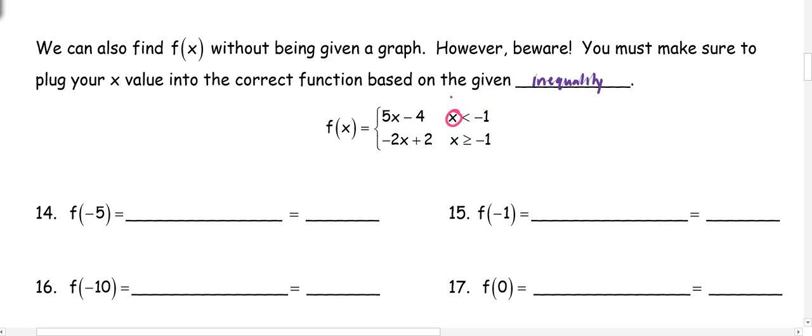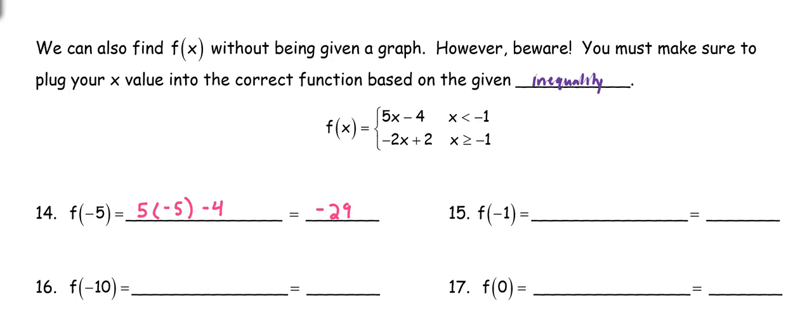Well, here -5 is less than -1, and that's true. So we're going to use the first equation to find our value. So we're going to do 5 times -5 minus 4. Well, 5 times -5 is -25, minus 4 is -29.